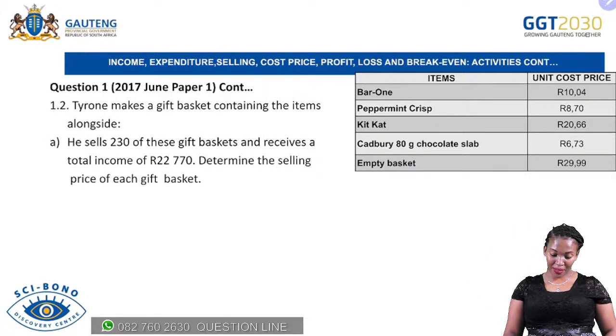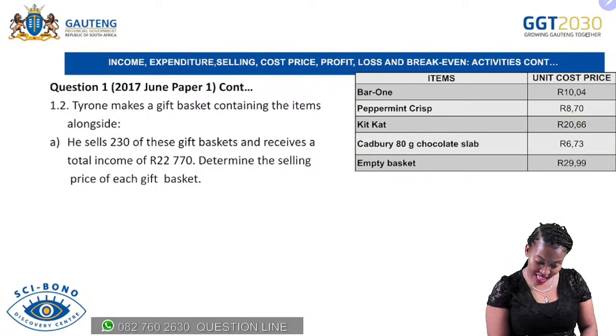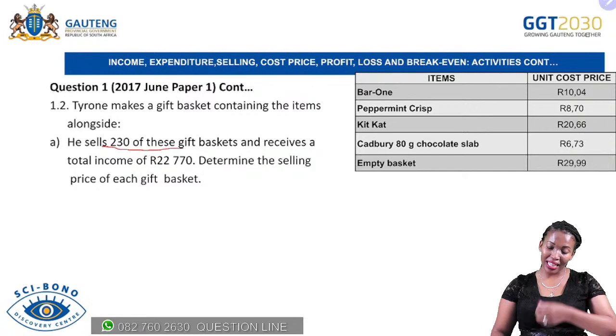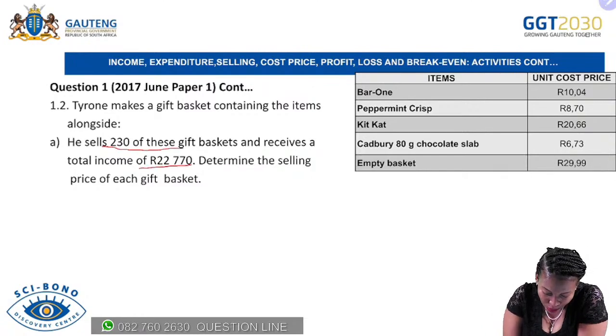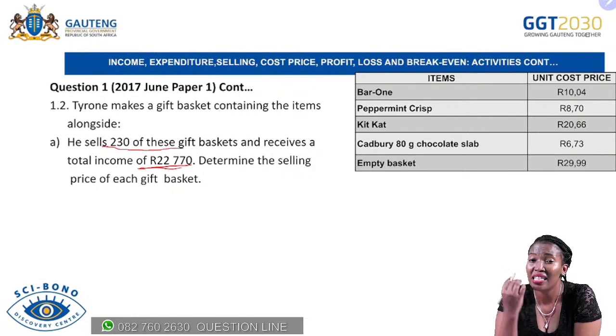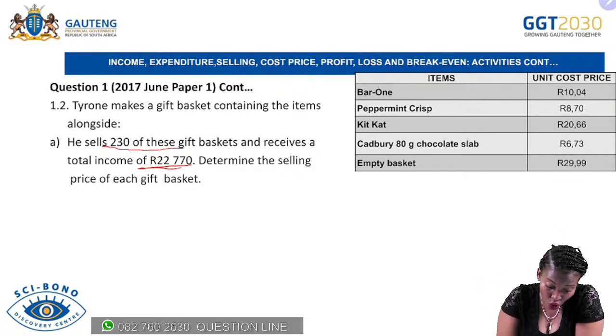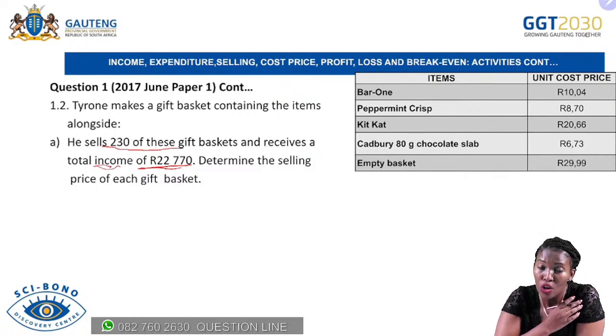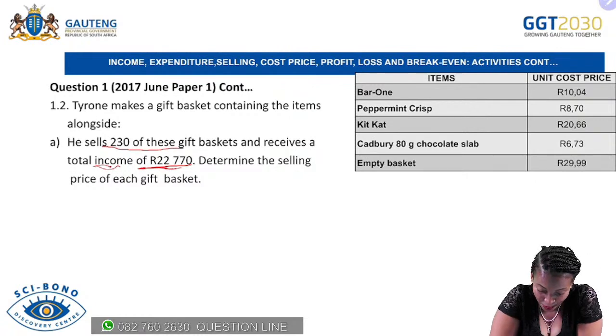And then the second question: he sells 230 of these gift baskets and receives a total income of 22,770. Guys, remember I said the terminology is very, very important. So now they're talking about the income that he received. What is income again? It is the money that is coming to you. So he got a total amount of 22,770. Now, we must determine the selling price of each gift basket.